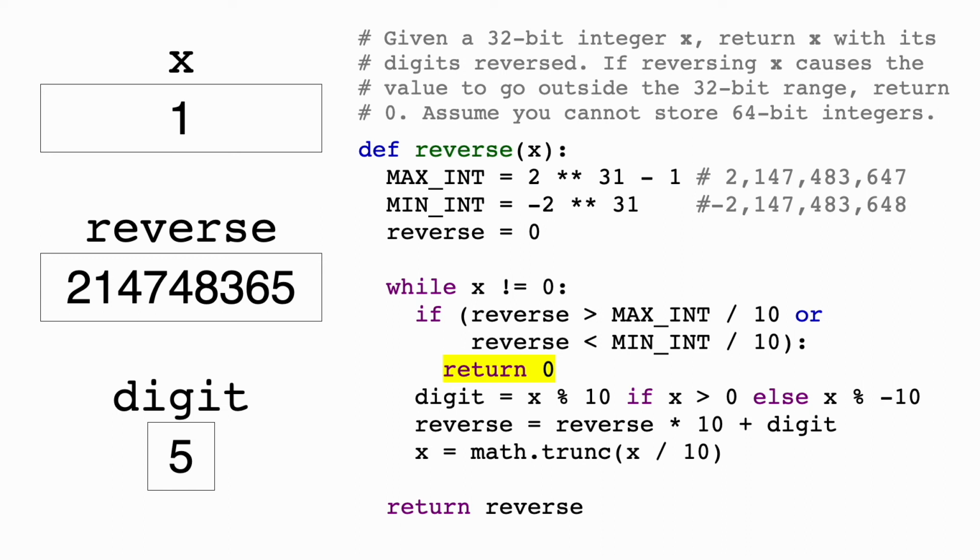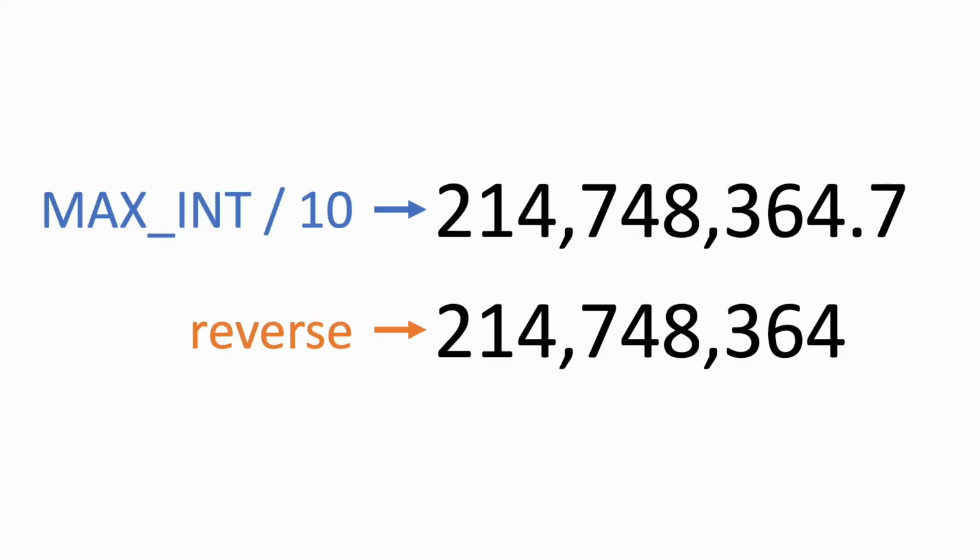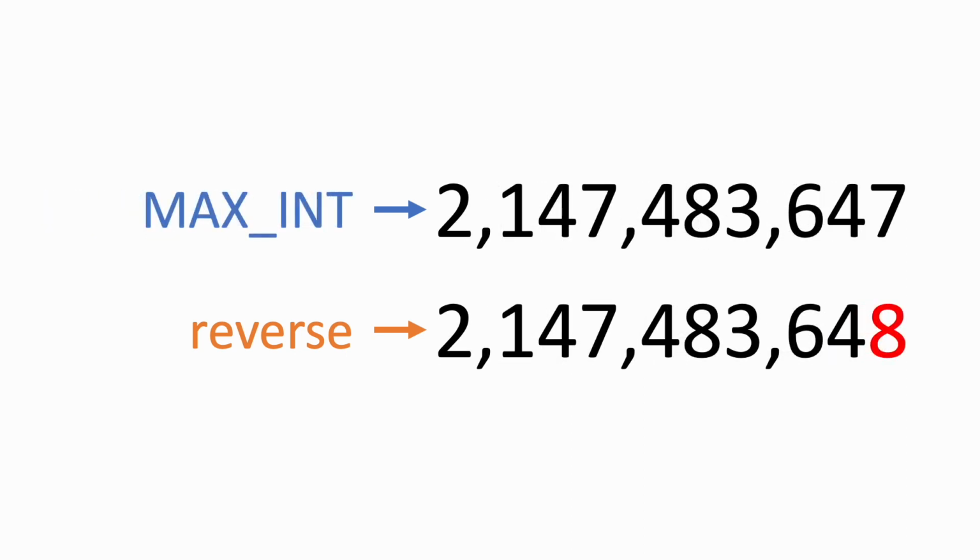Now, before I end this, I want to address one last thing that some of you may be asking. You may be saying, when we check this condition, don't we also need to check the value of the last digit? In other words, what if the reverse digit is less than max int divided by 10, so we think it's fine, but when we add on the last digit, which is, let's say, 8, the new integer is greater than max int, and the overflow goes undetected.